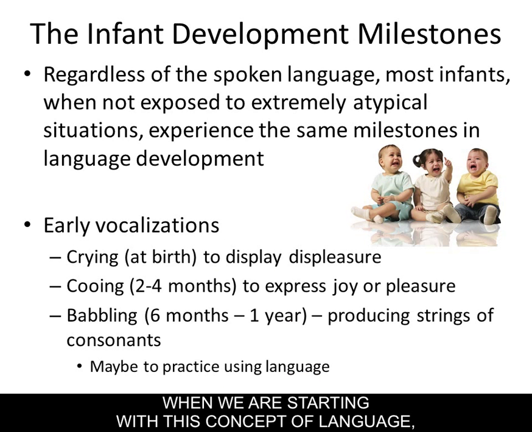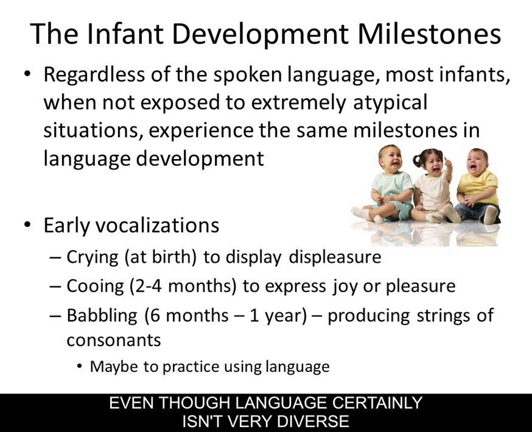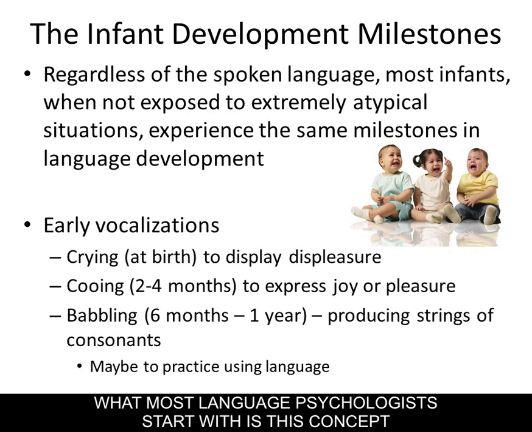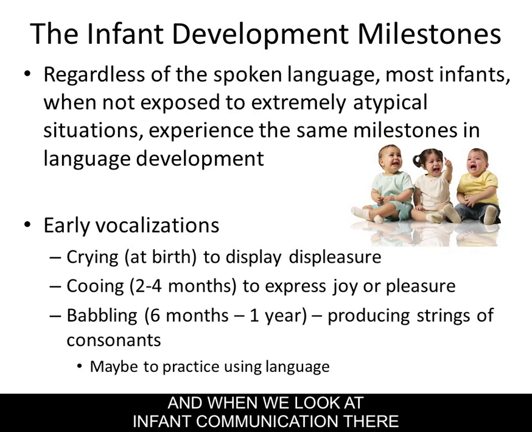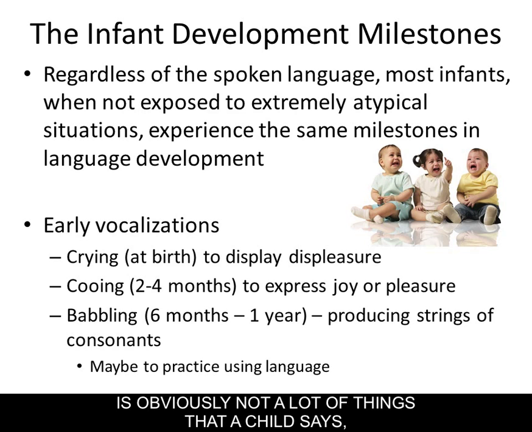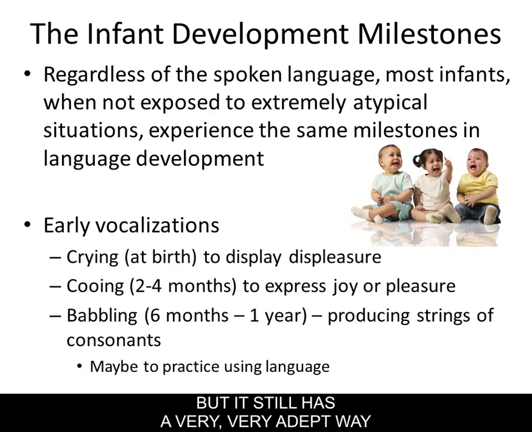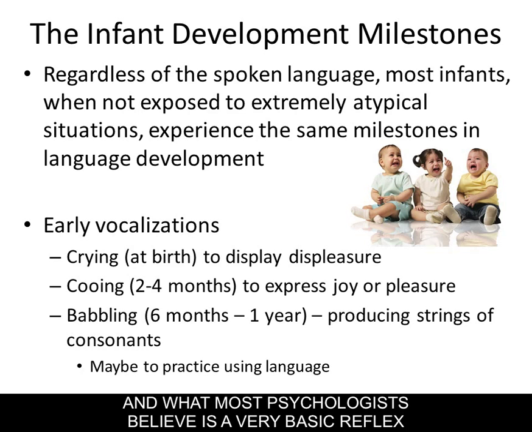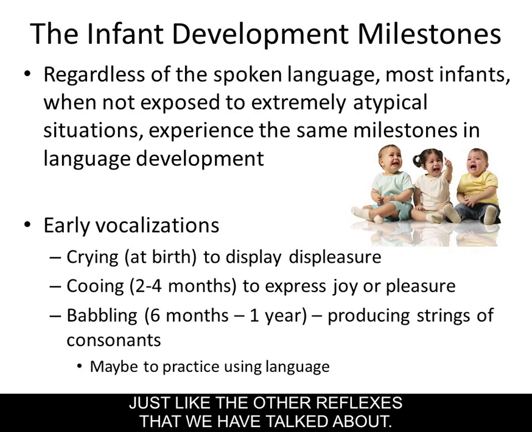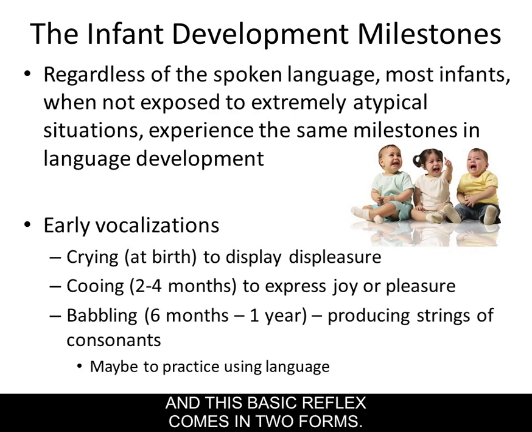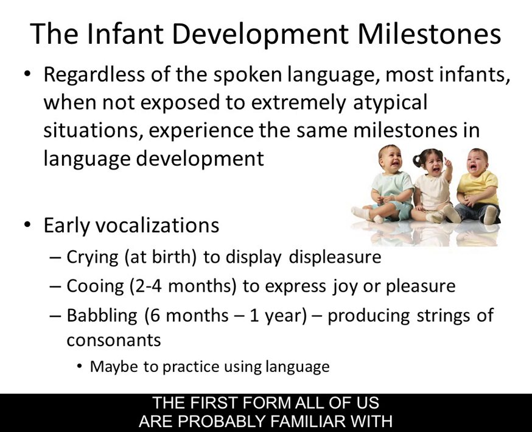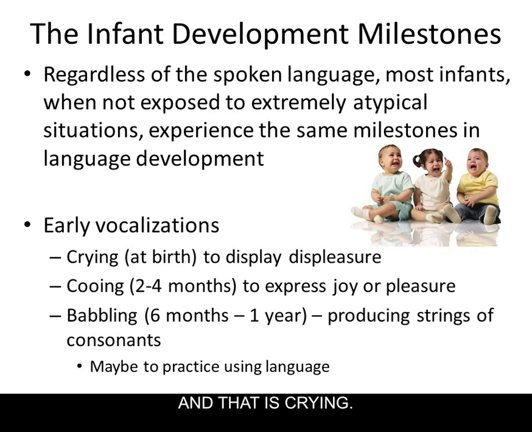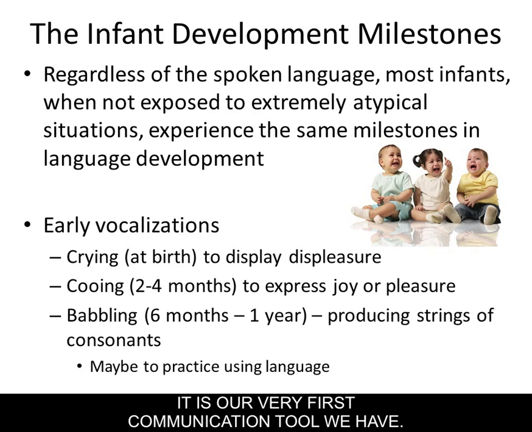When we're starting with this concept of language, even though language certainly isn't very diverse at this particular age, what most language psychologists start with is this concept of infant communication. And when we look at infant communication, there's obviously not a lot that a child says, but it still has a very adept way of communicating with us in what most psychologists believe is a very basic reflex, just like the other reflexes that we've talked about. And this basic reflex comes in two forms. The first form all of us are probably familiar with, and that's crying. Crying is a very early vocalization that's absolutely essential for us. It's the very first communication tool we have.